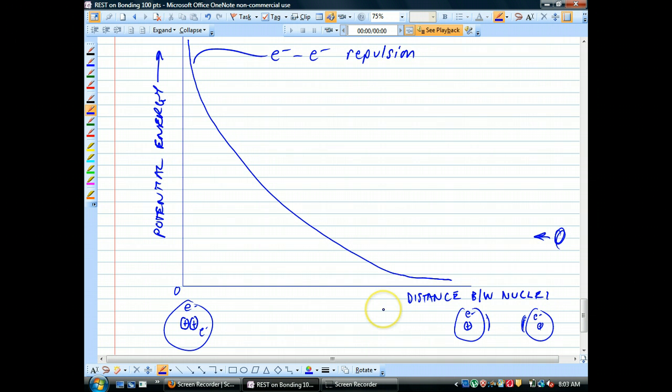Now, if I got even closer, the other thing that's going to happen is I'm going to start to have interaction between the nuclei. They're going to start to repel each other, because remember, they're both positively charged. So let's draw that in here. We'll draw it a little bit further to the left because they'll start interacting after the outer electrons. This is going to be proton to proton repulsion.